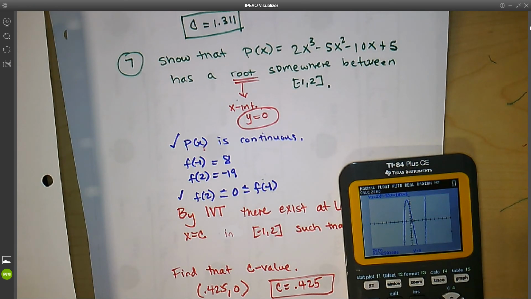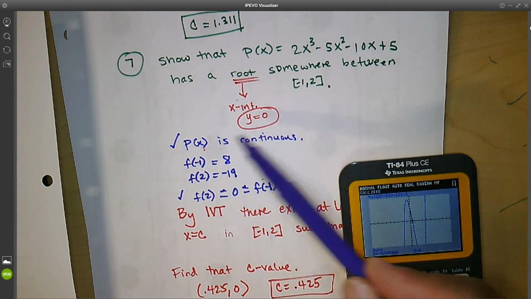Questions? Yeah. Will we be using graphing calculators on the test? Not this test. This test, we will probably give you enough information, and you'll just have to use the theorems to conclude.